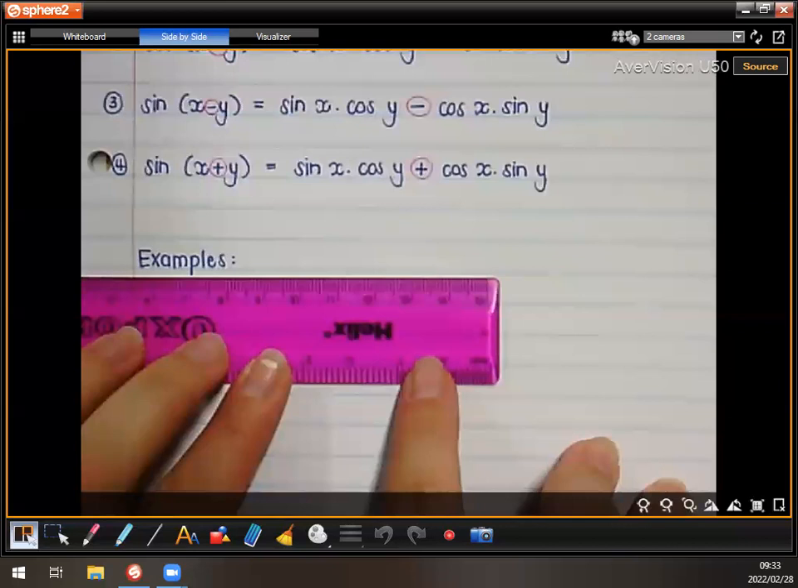Okay, let's do some more examples. I did say I was going to do more proving identities. Okay, let's do that because that is what I said we were going to do. Okay, let's just do some more examples.